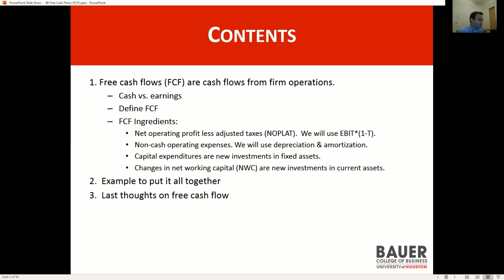Okay. So we're going to walk through each of these piece by piece. We'll do very simple examples for each of these 4 ingredients just to fix ideas, make sure we understand why these things are important for our cash flows. And then after that, we'll do a bigger example. We'll walk through a balance sheet and an income statement. We'll use all of that data to put together the free cash flows for some example firm. And then we'll wrap up. We have a few concluding thoughts on free cash flows after that.